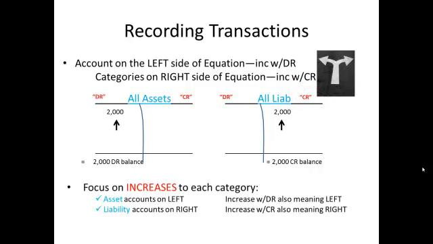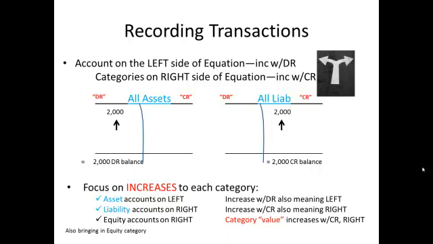It's useful to focus on the increases to each category. That's the most intuitive. Asset accounts on the left increase on the left-hand side of their accounts. Liability accounts on the right side of the equation increase on the right side of their account. Let's bring in the equity category. The equity category in the equation is on the right-hand side. This category value in total increases with credits on the right-hand side of any accounts within that category. There's a consistency here.